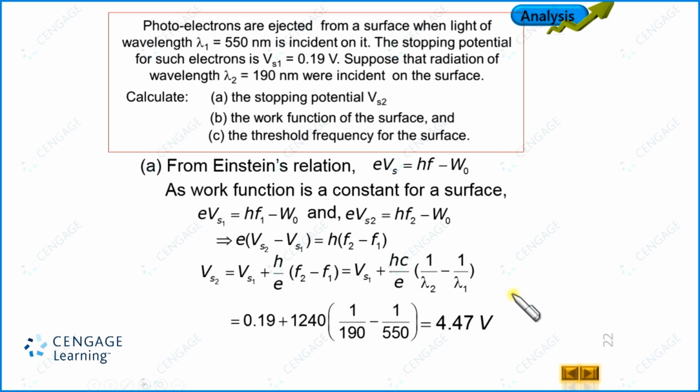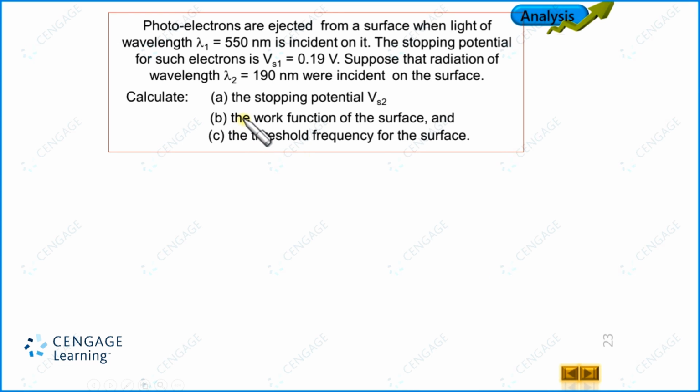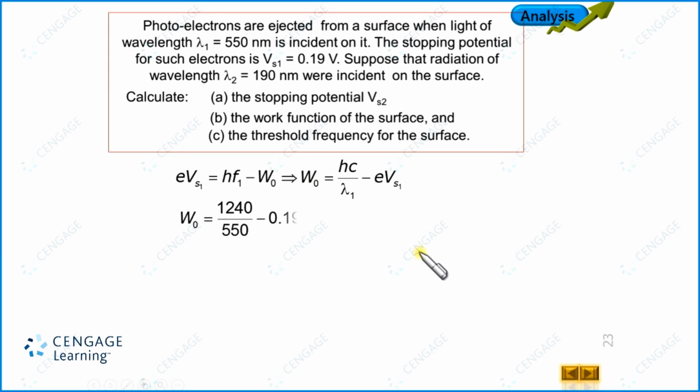Now let us move to solve the second part of the question. In the second part of the question, we need to find the work function. So here we can write equation number 1 again. We have the value of Vs1. We can write this value like this, hc divided by lambda 1. Now we can find the value of W naught. W naught is the work function. So let us substitute the corresponding values. On solving, we'll get this value 2.25, minus 0.19. So this is 2.07 electron volt.